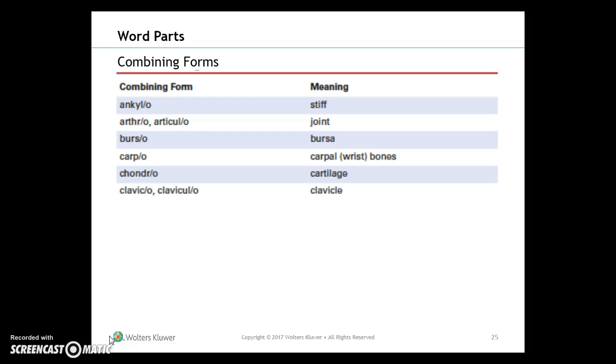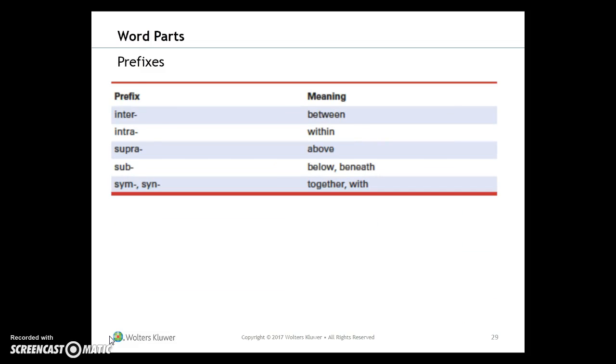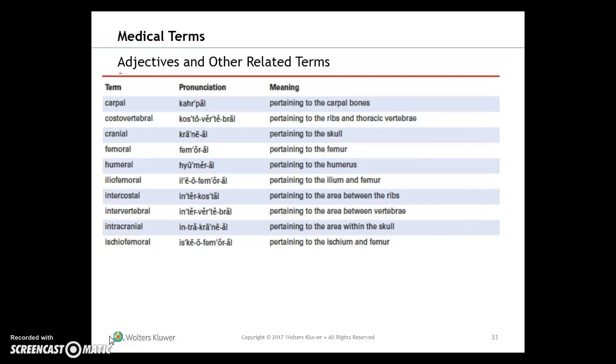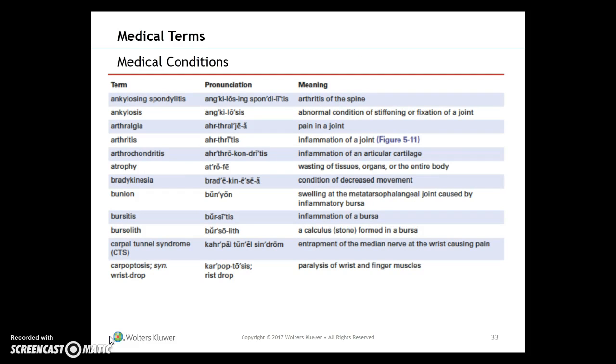When we look at the word parts, important as we look at the parts related to the musculoskeletal system, review the combining forms and their meaning, the prefixes, suffixes, and then again the adjectives and other related terms. And make sure that you notice where capitalization occurs and when to use a capital letter and when not to. You can see most of these are not capitalized, unless here we see carpal tunnel syndrome when that is abbreviated as a medical term. That particular one is capitalized. So be sure to pay attention to that in your quizzes.